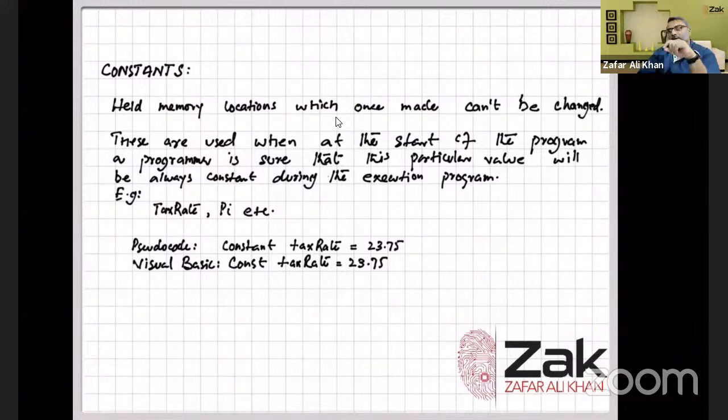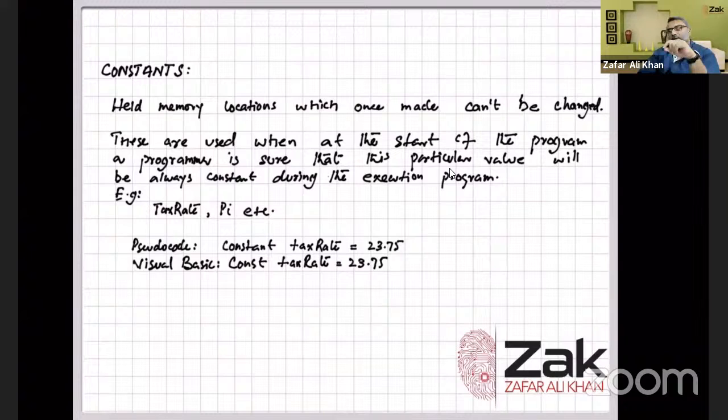Constants hold memory locations which once made cannot be changed. Like variable, the name vary means that the value which is in that particular memory location, which is mentioned by the identifier, is variable in nature and can be changed. But if it was declared as a constant, which is also a declaration, and someone attempts to change it while the program is being executed, no. It cannot be changed. The system will protect and guard this data.